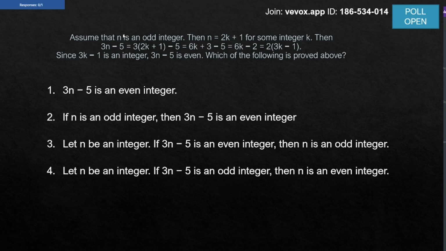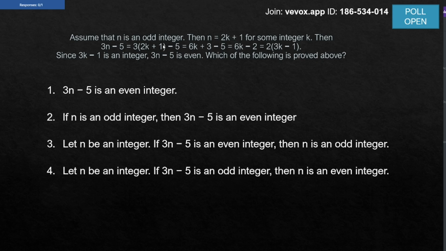Is "3n minus 5 is an even integer" proved by the proof above? No, it isn't. Why isn't it proven? We have shown that 3n minus 5 is even, so how come we haven't shown this statement to be true? Because we have shown that 3n minus 5 is even if n is an odd integer. We have not actually shown what it means for an even integer.